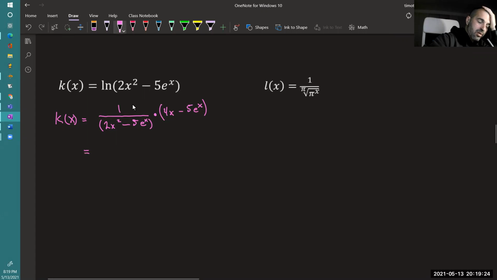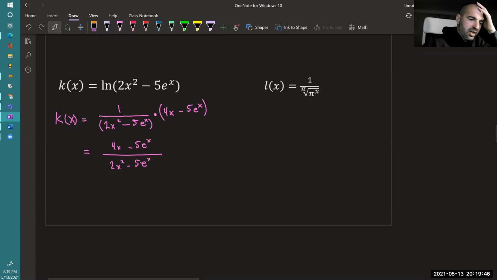A lot of students and professors and everybody write natural log derivatives like this. They just rewrite the bottom, so 2x squared minus 5e to the x, okay? And then they write their derivative automatically in the numerator position. So 4x minus 5e to the x. And that's going to end up being your derivative there, okay?